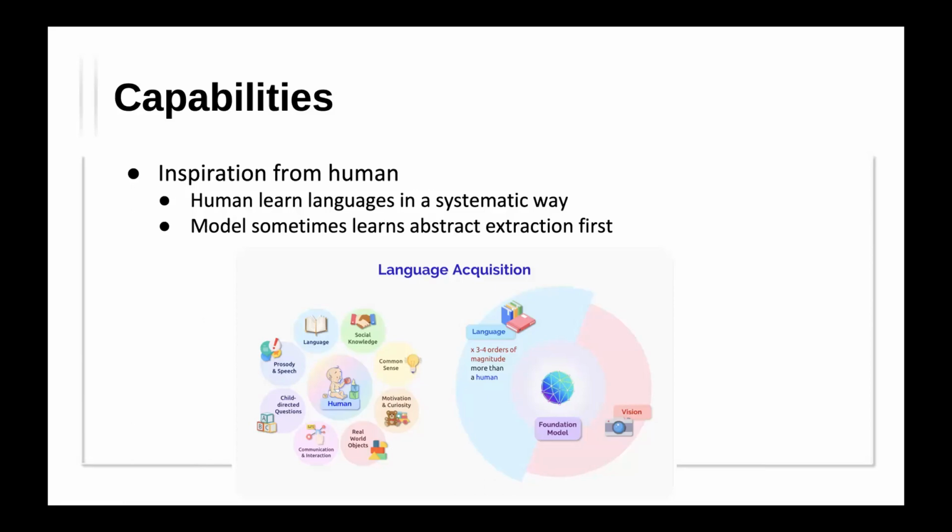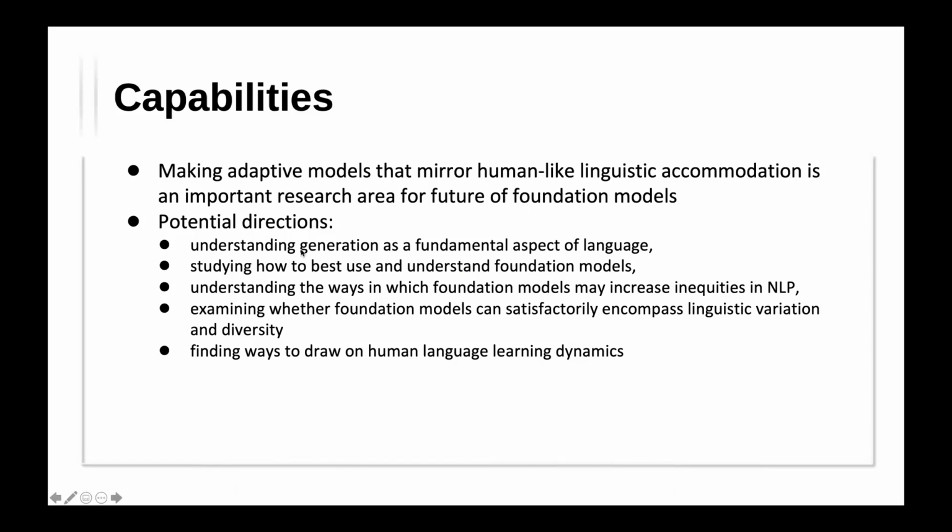That makes sense. So they propose some future directions. First, they need to understand how foundation models give the output, and then maybe find ways to mimic the human learning process. That's all for the language part. All right, so that's very abstract. Yeah, but we can think more in that way.